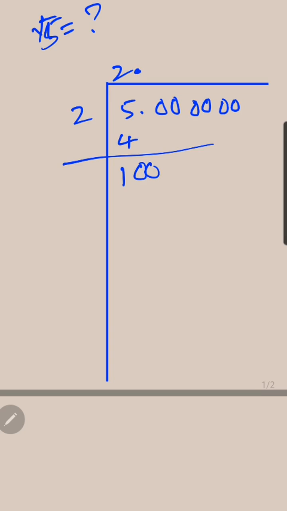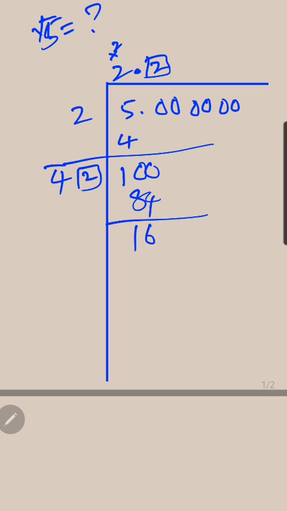Now multiply this with 2, 2 2s are 4, write it here. Now here one number we need, so that these two must be equal. If we multiply these two, we'll get less than 100, that means I'll take 2 here, 2 42s are 84. If I subtract these two, I'll get 16. Now bring down 2 more zeros.